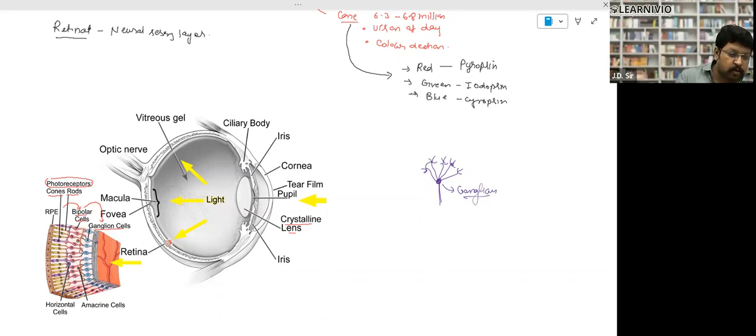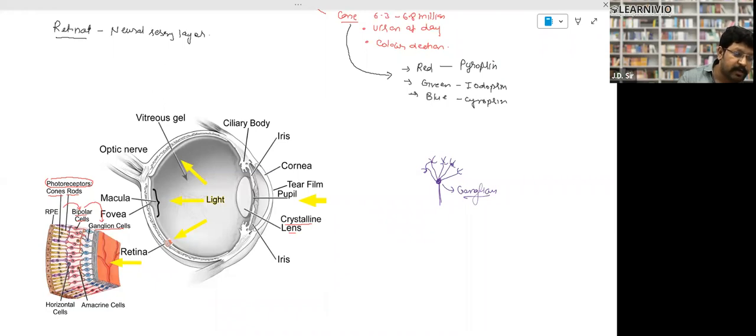Ganglion means multiple neurons are coming and they are giving the information. From here, it is transferred to another bipolar cell. Bipolar cell, where there is a polarity in the cells, meaning positive and negative polarity, right? Then what will happen? There is another cell, rod cells, and then the cone cells, right?